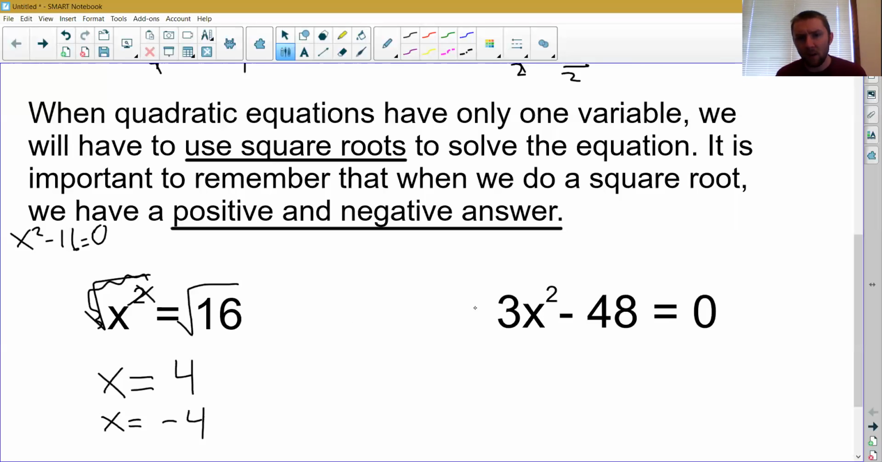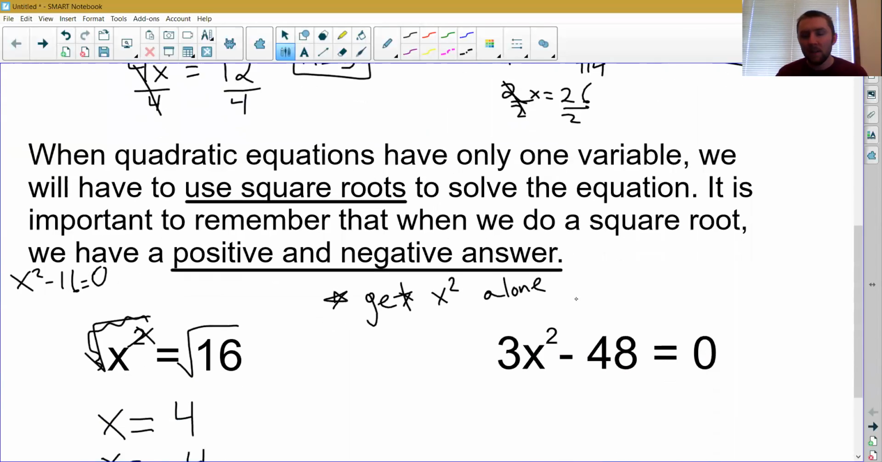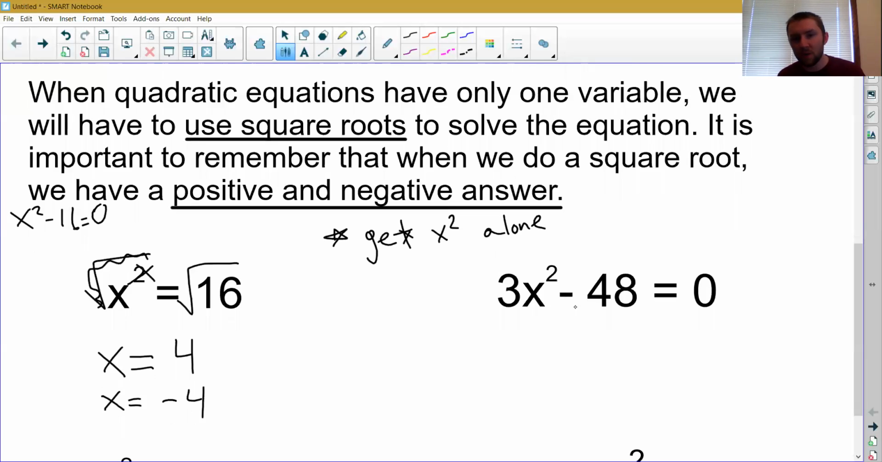So in this equation, I have to undo some things before I can unsquare things. So it's important to always get x squared alone. Okay, just like when we were getting x alone up here. So in this particular example, I'm going to first undo this minus 48. I'm going to plus 48 on both sides. Okay, plus 48. I'm going to get 3x squared is equal to, this is now gone. This side, 0 plus 48 is 48.